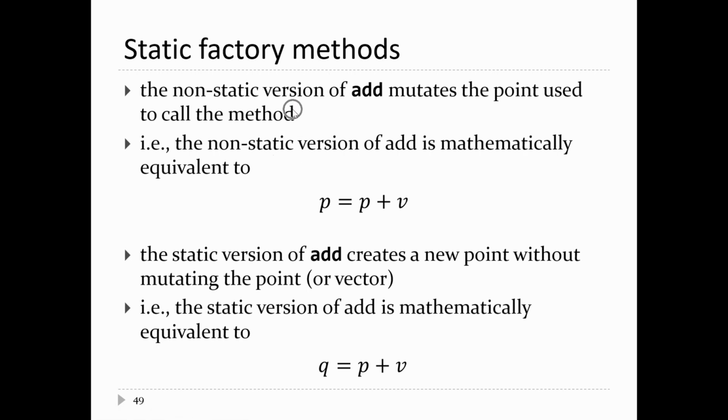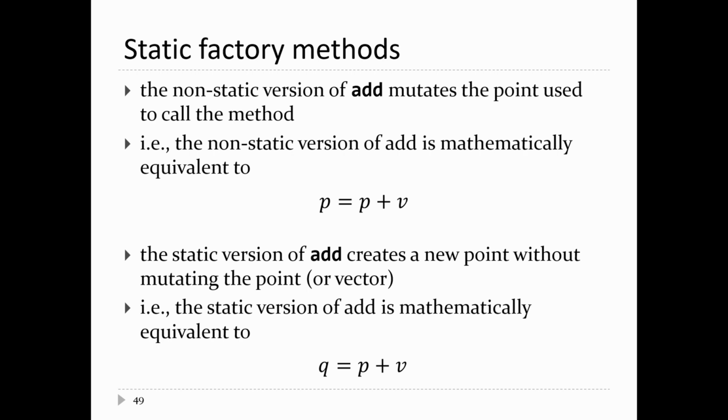So the non-static version of add mutates the point used to call the method. In other words, there's an add method that adds a point and a vector together to give you a new point. So it moves the point to another point. The non-static version of add, mathematically, is like taking your point p, writing p.add(v), which is like taking p, adding v to it, and then reassigning it back to p. So it changes the point that you're adding the vector to.